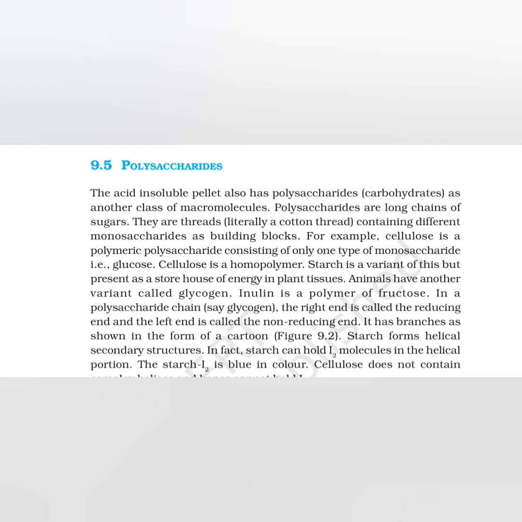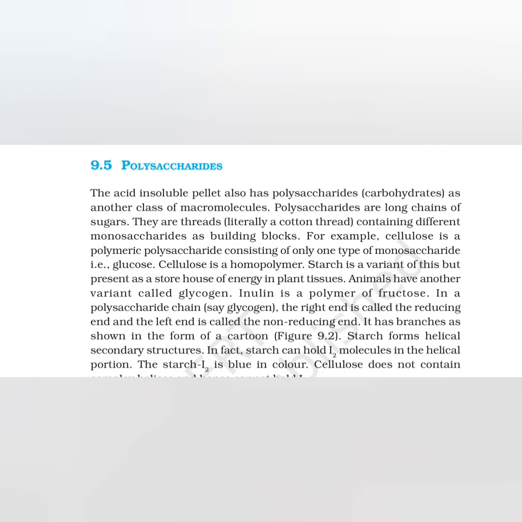Polysaccharides. The acid insoluble pellet also has polysaccharides, carbohydrates, as another class of macromolecules. Polysaccharides are long chains of sugars. They are threads, literally like a cotton thread, containing different monosaccharides as building blocks. For example, cellulose is a polymeric polysaccharide consisting of only one type of monosaccharide, that is glucose. Cellulose is a homopolymer.